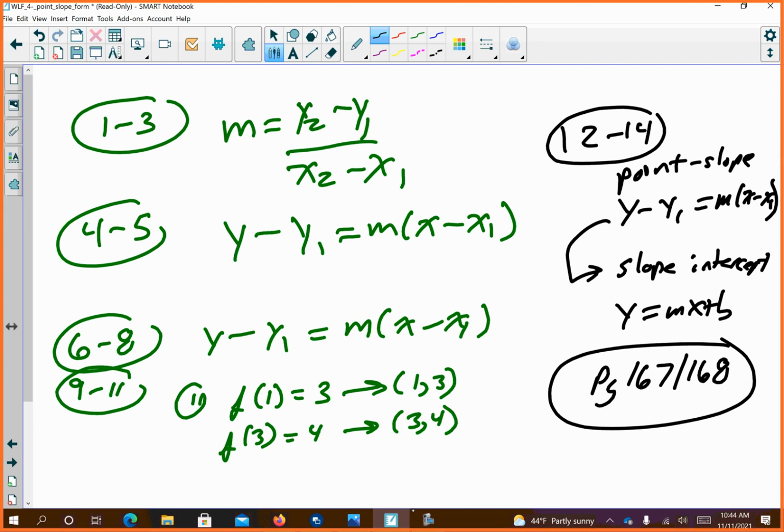Which one are you looking at? Number 1? You just need to find the slope is all. So just leave it at 7/3.